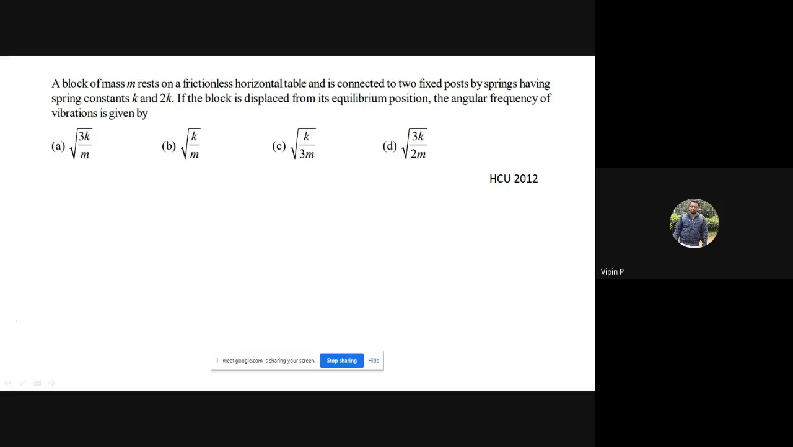So we have a block of mass m resting on a frictionless horizontal table and is connected to two fixed posts by springs having spring constants K and 2K. If the block is displaced from its equilibrium position, the angular frequency of vibrations is given by, option C, again from HU 2012. So let's draw this figure first.